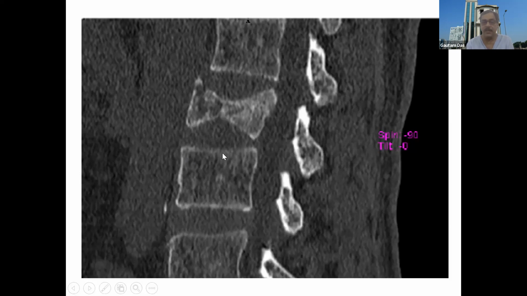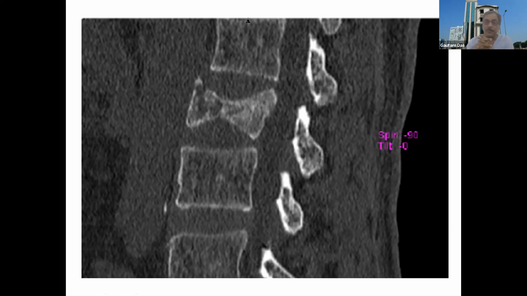The middle column is the posterior one-third of the vertebral body, the posterior longitudinal ligament, and the posterior part of the disc and annulus. And here is your posterior longitudinal ligament. Anything posterior to that, that means the whole spinal canal, the pedicles, the spinous process, and all the ligamentous structures, the ligamentum flavum, supraspinous and interspinous ligaments, is the posterior column.